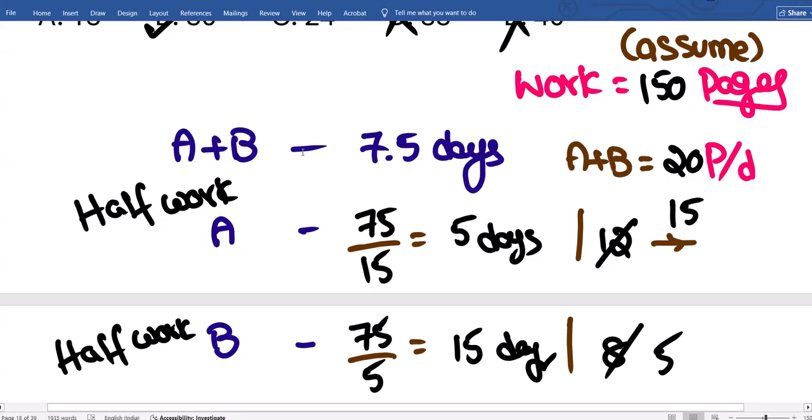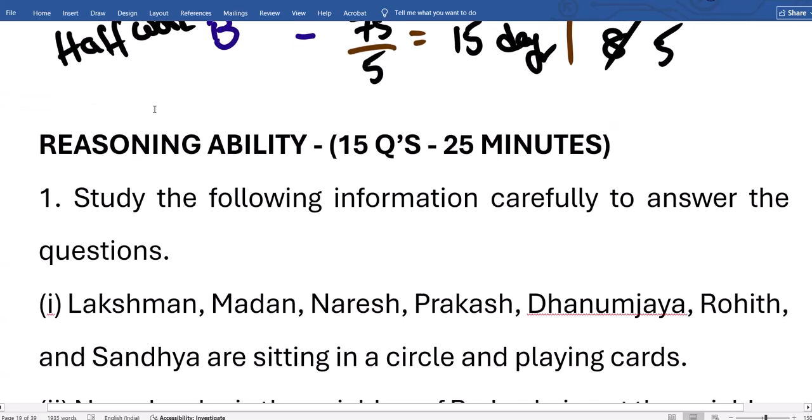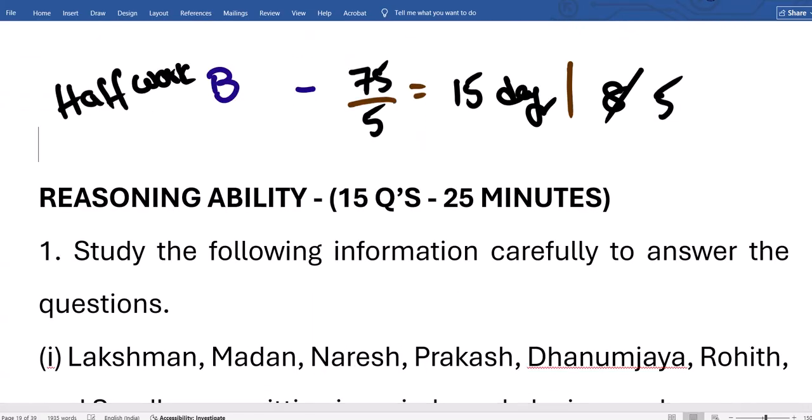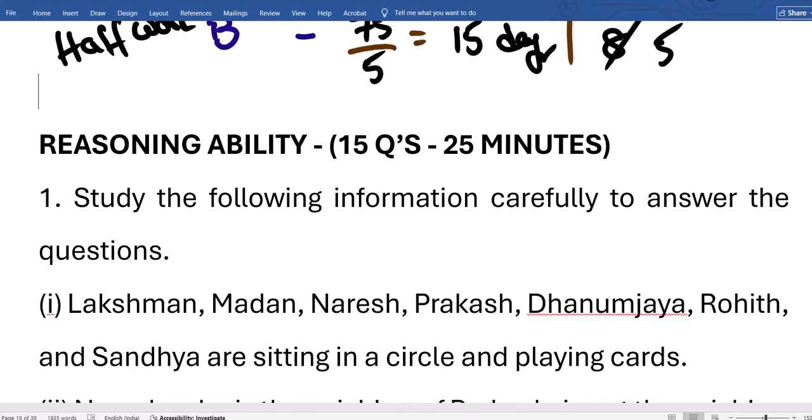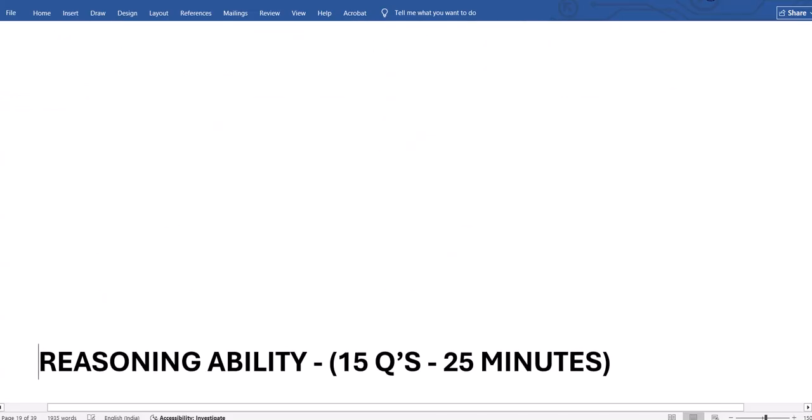Is next. In reasoning, we can expect puzzle-related questions, but here the time duration is only 25 minutes if it is section-wise.